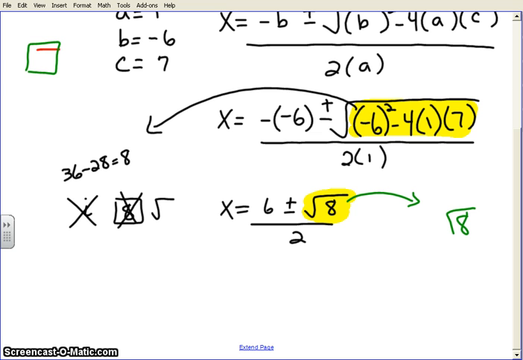And I'm going to do that using the cake method. 8 divided by 2 is 4. 4 divided by 2 is 2. Take the 2 that pair up. 2 square root 2.